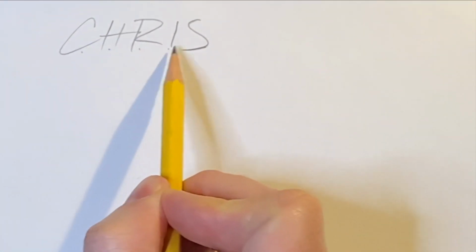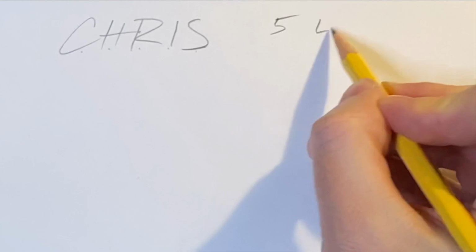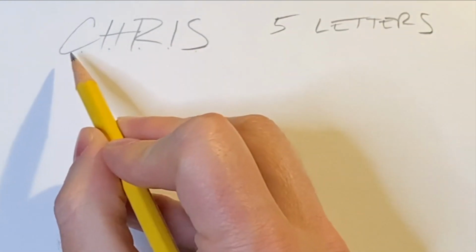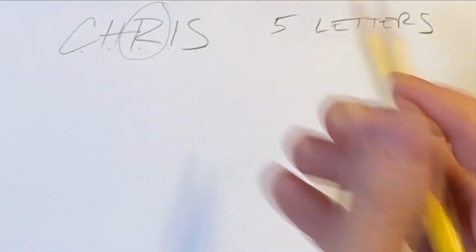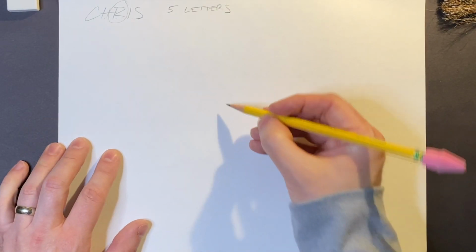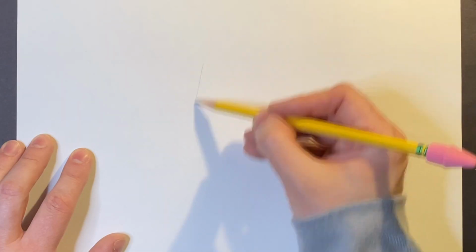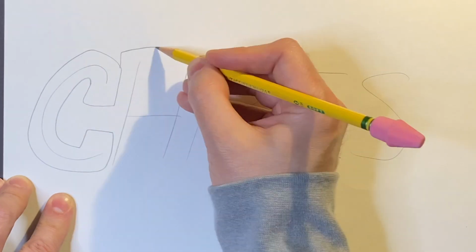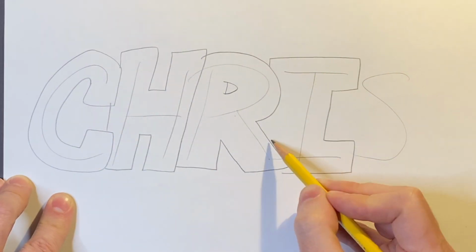First step is to write out your word just normal. And then you're going to count your number of letters. I have 5 letters in my first name. Once I've established how many letters, I'm then going to find the middle letter and start there first. So you're starting, in this case, with the letter R. I draw that in the middle and then work from the middle out to draw the rest of my letters.